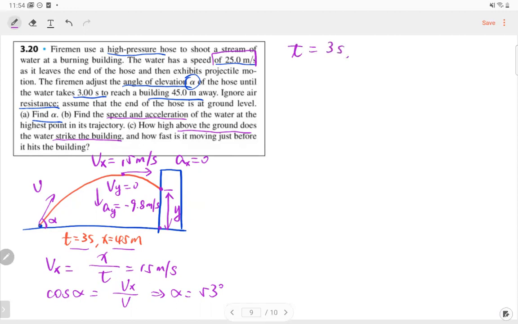is 3 seconds. We know the acceleration is 9.8 meters per second squared. And what else do we know? We know the initial velocity, right? The initial velocity in the y direction equals the 25 meters per second, this is the total velocity, times sine alpha. Alpha is 53 degrees. So we get the Vy initial. What's the Vy initial? That's 25 sine 53 degrees.